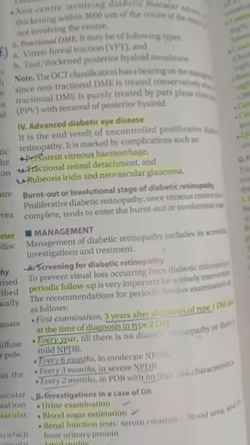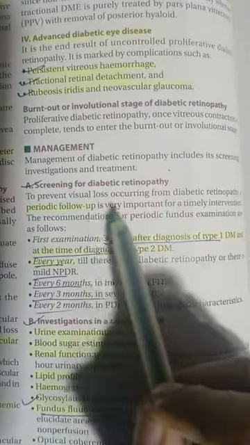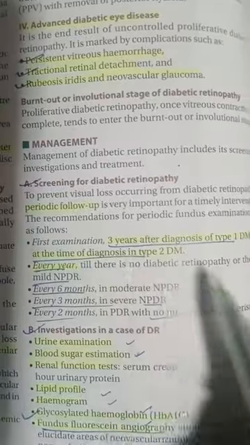Now let's talk about the management part, guys. Management part is very important. This is the diagram of focal exudative diabetic maculopathy. In management, first we will start with screening. How to screen? Periodic follow-up is important.